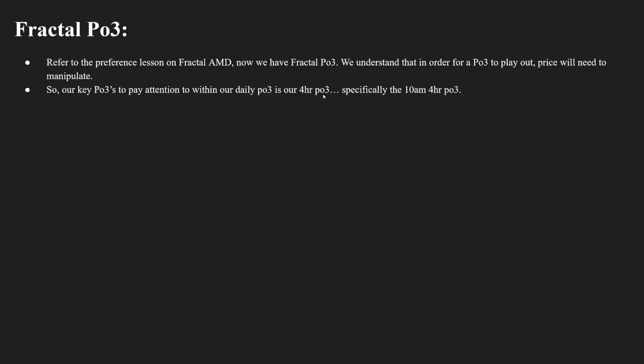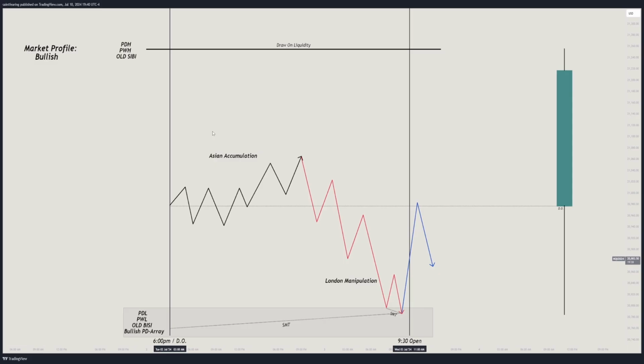We understand that in order for a Power 3 to play out, price will need to manipulate. So our key Power 3s to pay attention to within our daily Power 3 is our 4-hour Power 3. And this is my highest probability model and the easiest to understand. So let's reference here. So this is 9:30 opening. We displace up, form a 15-minute buy model. And let's just say that this is like 9:45. We retrace into that buy model, displace up again.